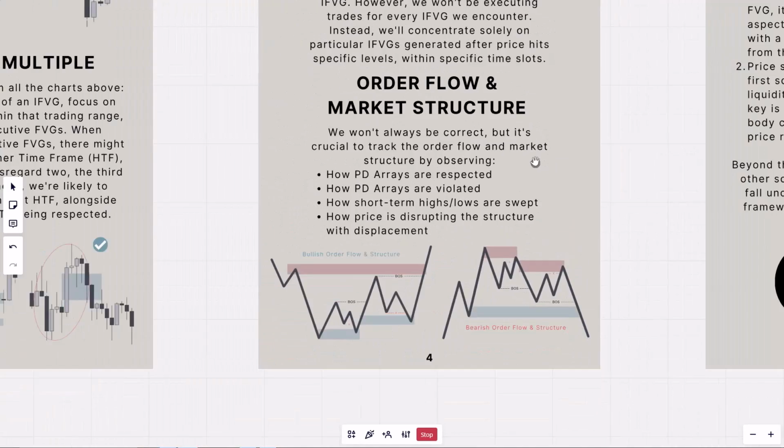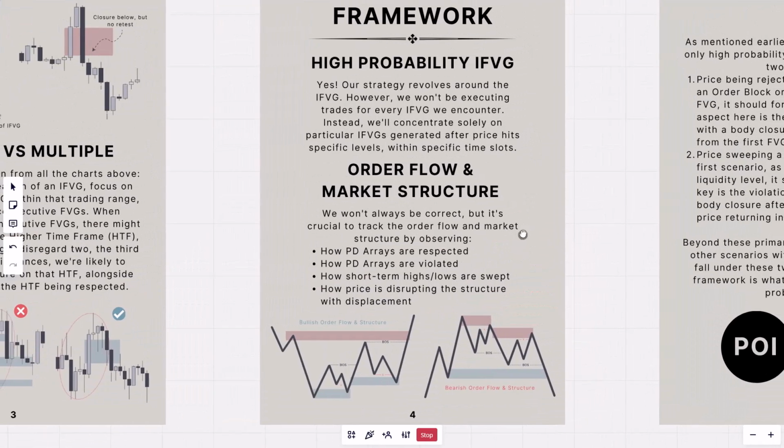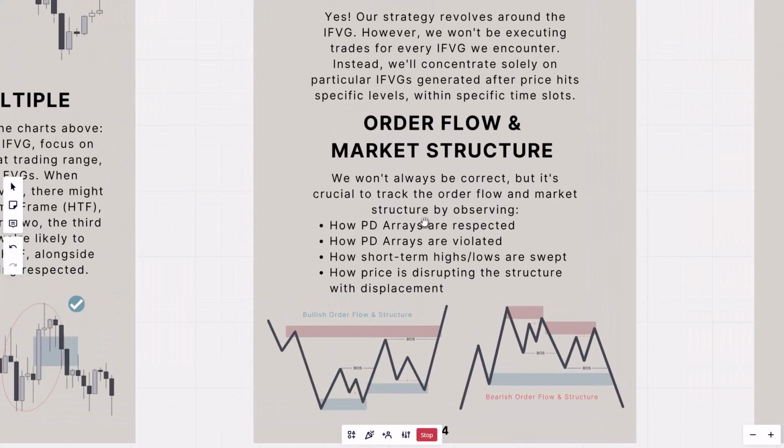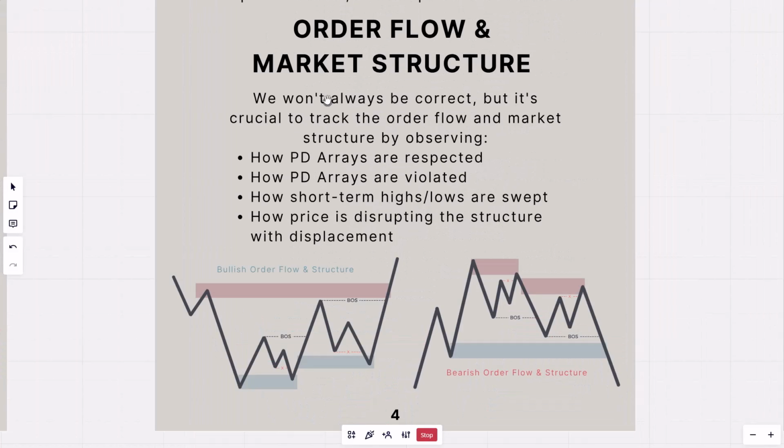Now, the framework for the strategy: we want to focus on high probability inverse fair value gaps. So not any inverse fair value gap, but only the high probability ones. And I'll show you which ones. They need to be happening at a specific time. They need to be happening at a specific level. We're going to go over those. We've got to also understand the order flow and the market structure. They're actually related. When we have a bullish order flow, usually there is a bullish market structure. So we need to ask ourselves those questions.